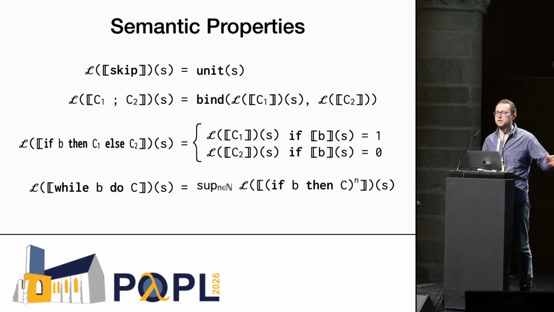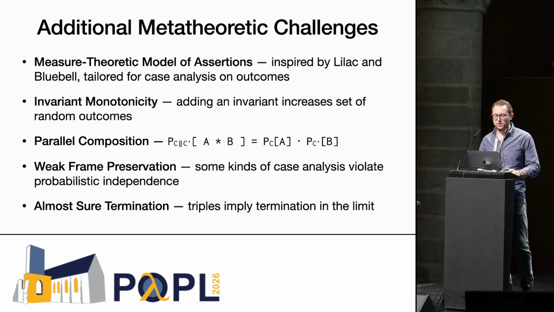But of course, you don't see any nice compositional properties here for concurrent commands, because when you compose two threads in parallel, you can completely change their behavior. So we needed to develop completely new theory for that. Just to give you a taste, maybe I can entice you to read the paper. There were a lot of challenges. The first one I already alluded to: we needed to tweak the measure theoretic model that we use for assertions to enable the type of case analysis that we needed to do.